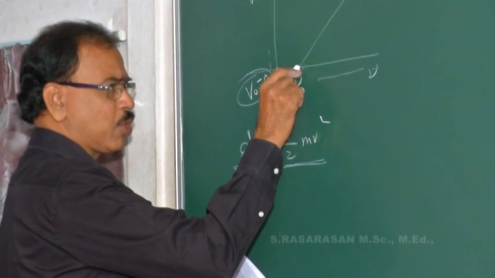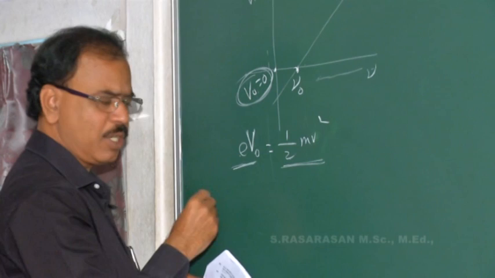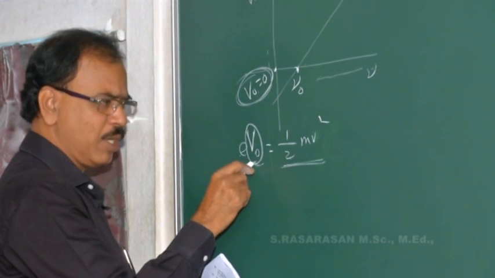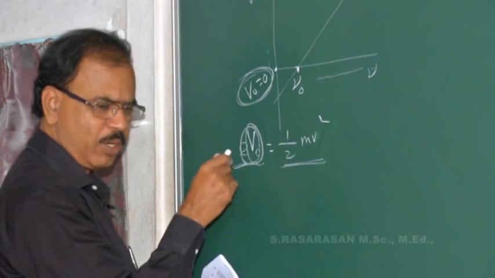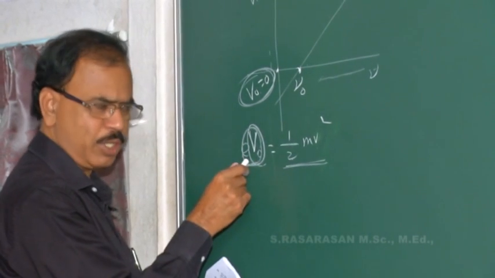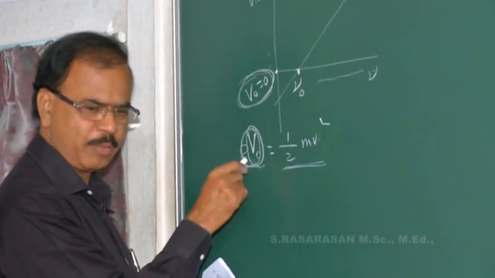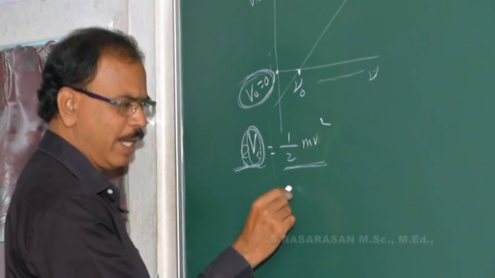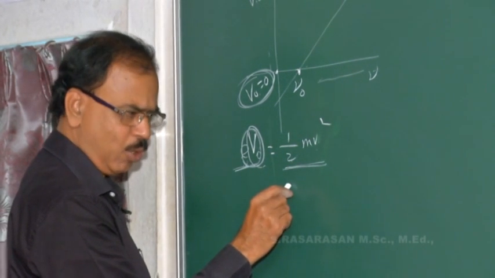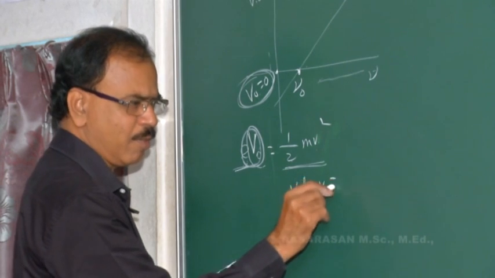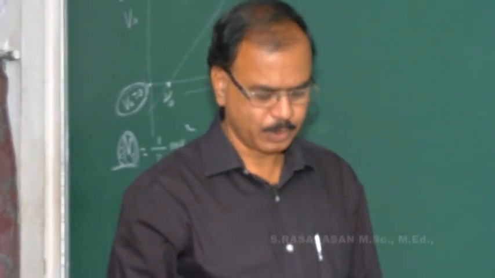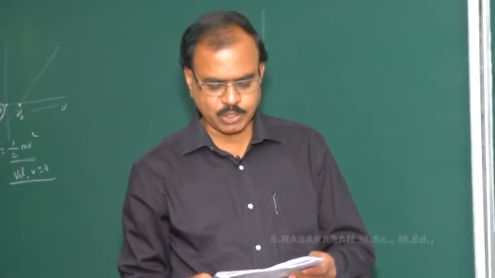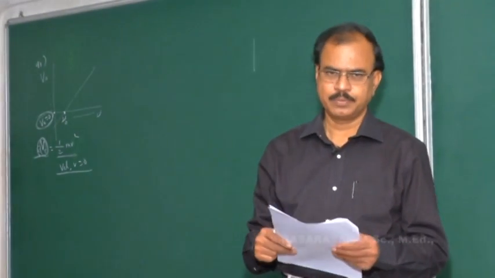So at threshold frequency, stopping potential is 0. As stopping potential is 0, e into 0 is 0. So half m v square equals 0. Half cannot be 0, and the mass of the electron cannot be 0. So the only way is that velocity square must be 0. That means the velocity of the electron v is 0. That must be the answer for the sum. At threshold frequency, the velocity of the electron is 0.